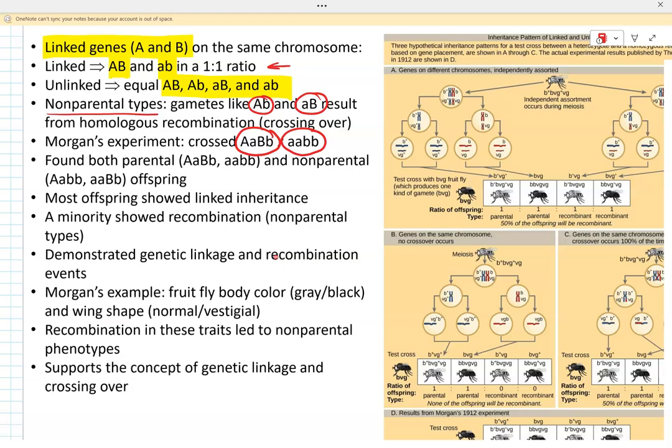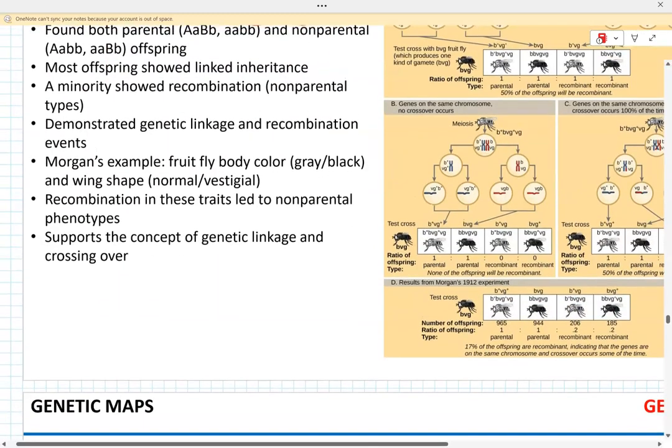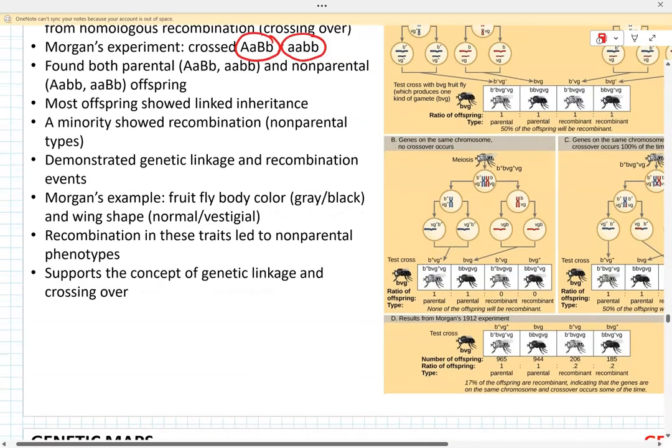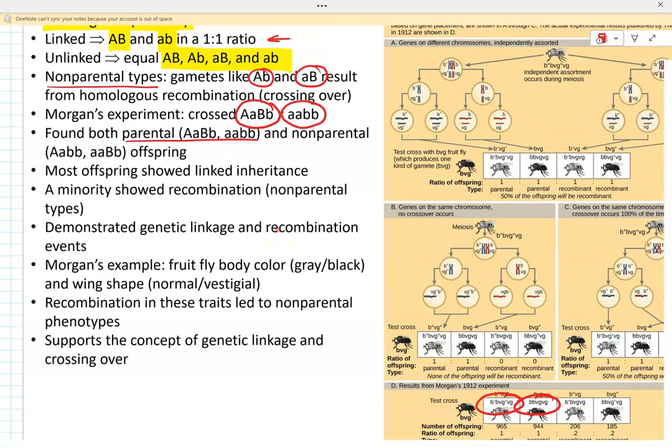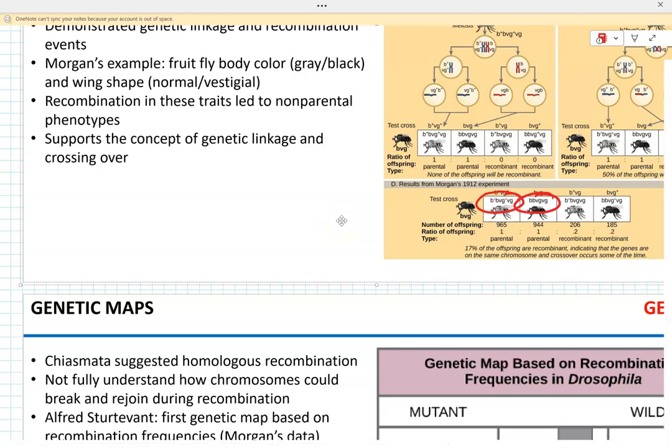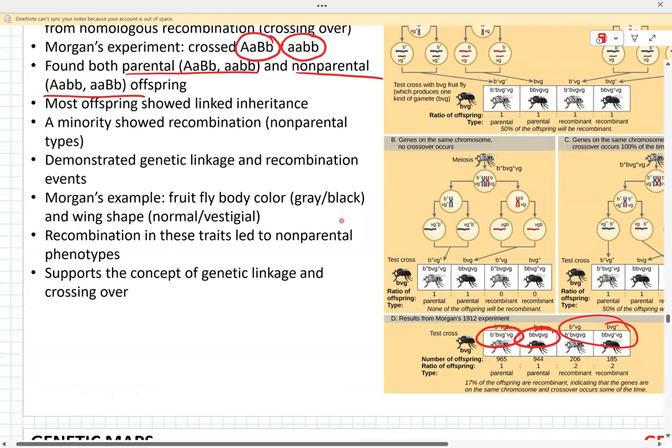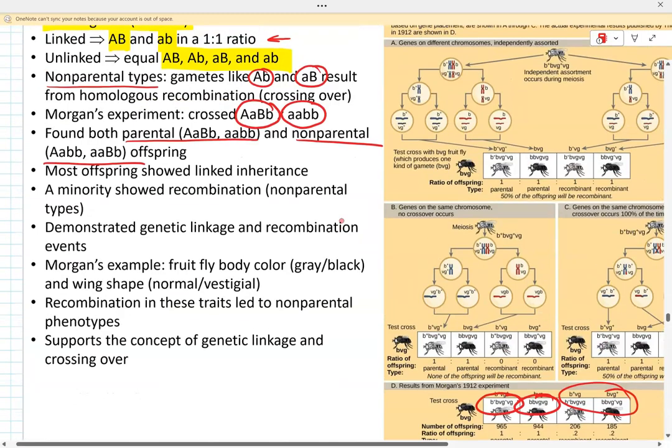And what he found, which was quite interesting, was predominantly parental genotypes and, minimally, non-parental genotypes. Genotypes that are the result of recombination.